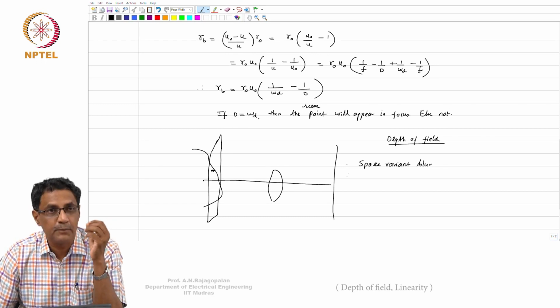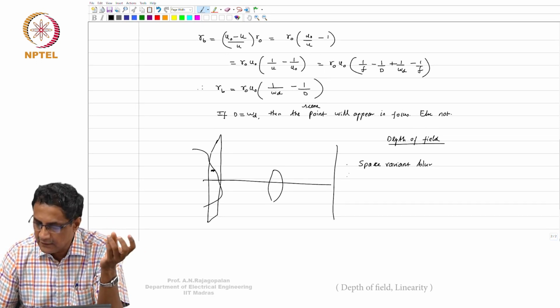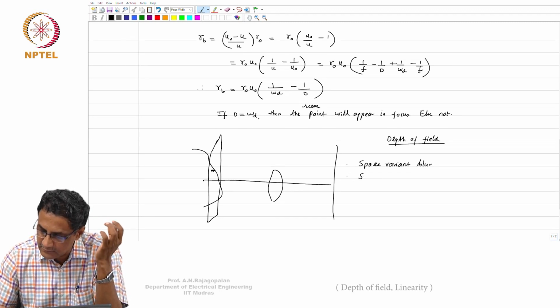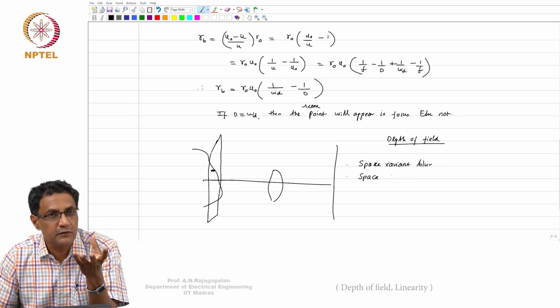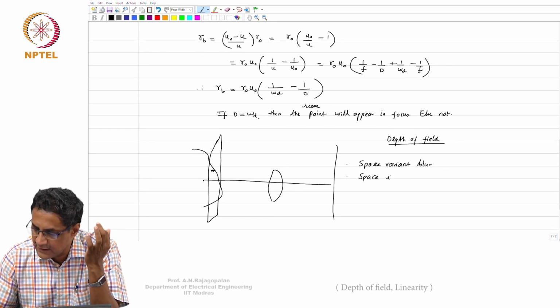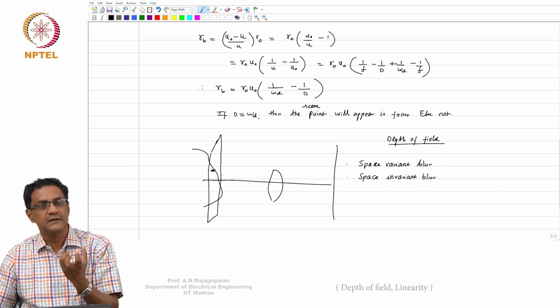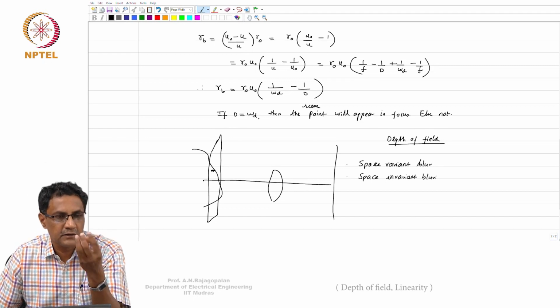Okay, and if you have a planar scene that is fronto-parallel, it is possible to bring the scene into focus, but you will definitely get space invariant blur. We call it a blur because it's like something not being in focus. It's spreading.